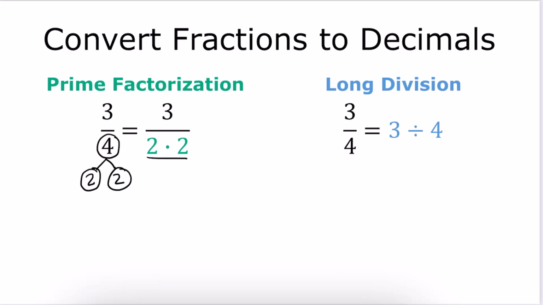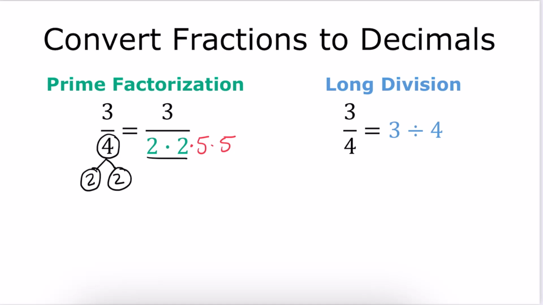Now, the idea behind the prime factorization method is that decimals are basically just special fractions that have denominators with powers of 10. And so if I have a denominator of a fraction that is 2 times 2, well, 10 is 2 times 5. So I could convert this fraction into a fraction that has a denominator with a power of 10 by multiplying by 5 times 5. Because this 2 times 5 would make 10, and this 2 times 5 would make 10. And so if I multiply the bottom of my fraction by 5 times 5, I'll make a fraction that has a power of 10 in the denominator.